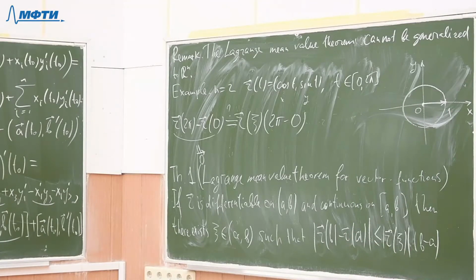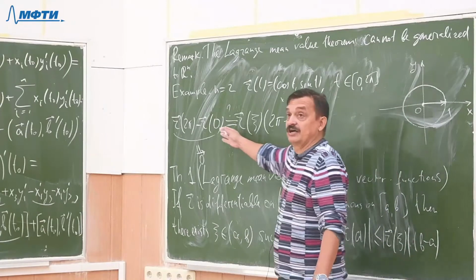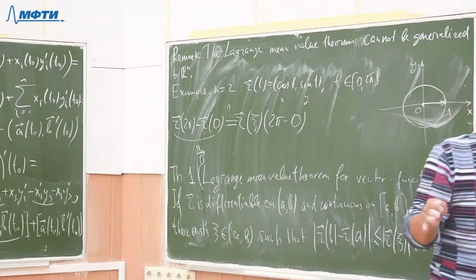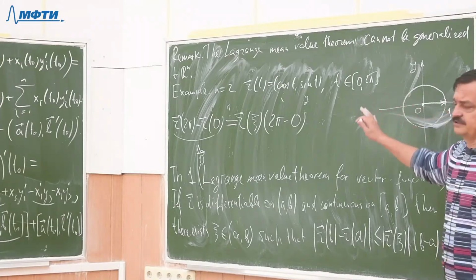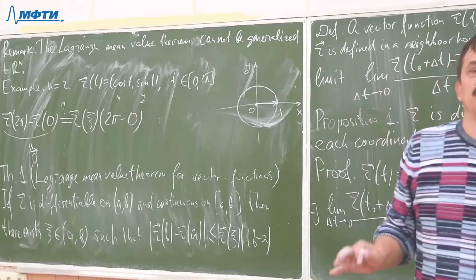So you see, instead of equality, we can put inequality, and replace vectors, I mean vector functions, by their length. So we cannot extend the assertion to vectors, but somehow we can extend it to the length of those vectors. Okay, so let us prove it without writing. Just one more remark.